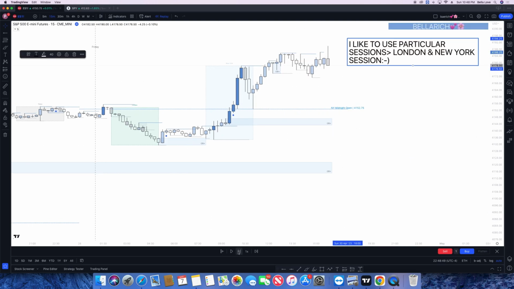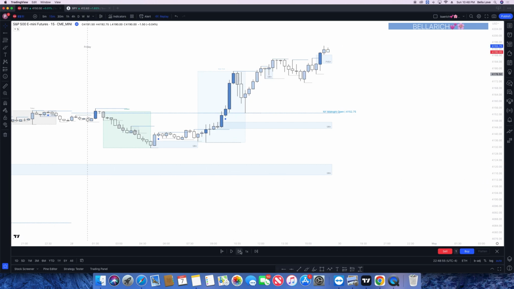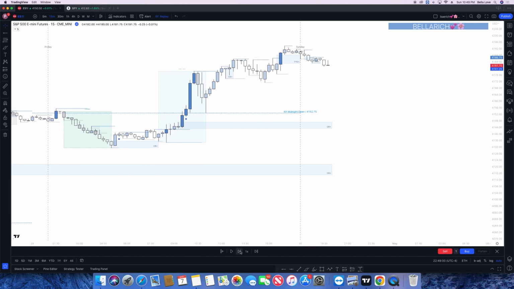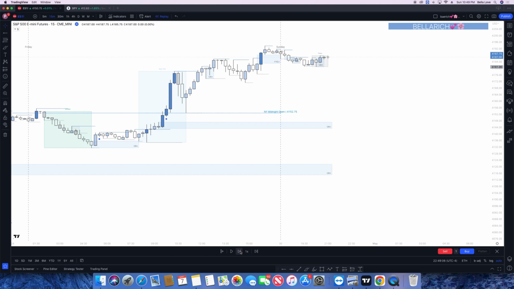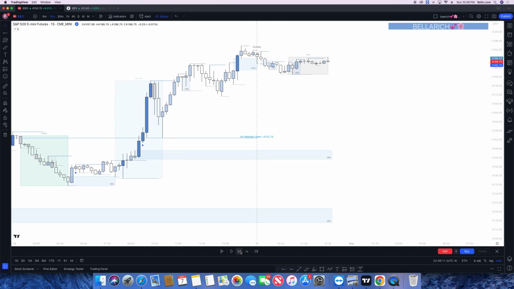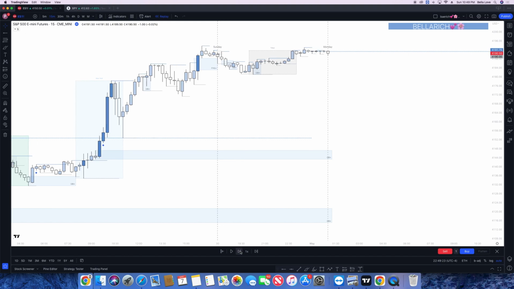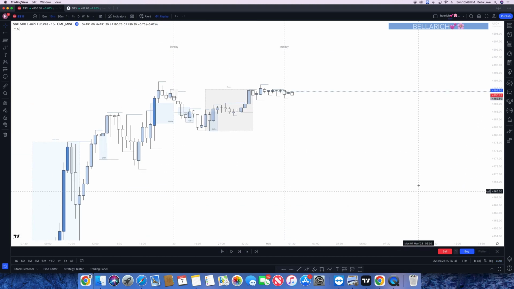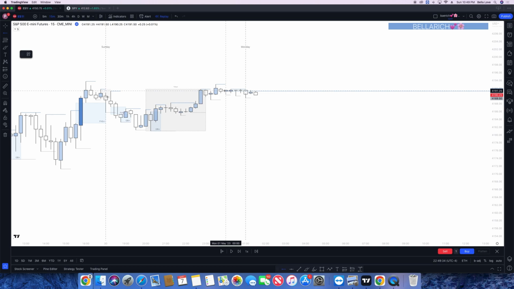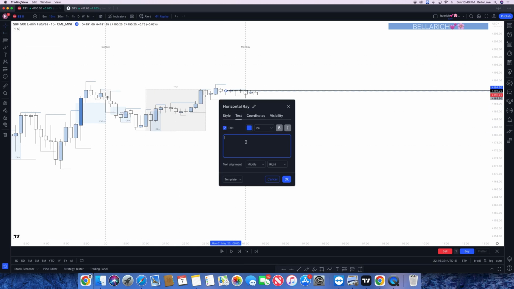And for the New York session, I like to take trades from, let's say, 9:30 a.m. Well, I really start from 8 a.m. until 11 a.m. So right now you guys see that I'm on a 15-minute chart. I'm marking out the midnight open.